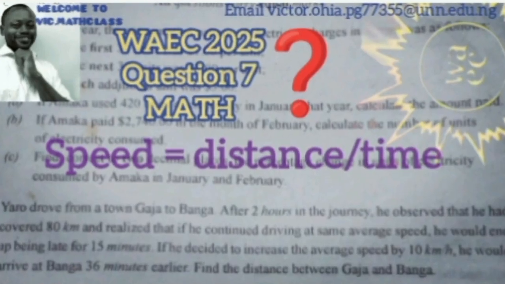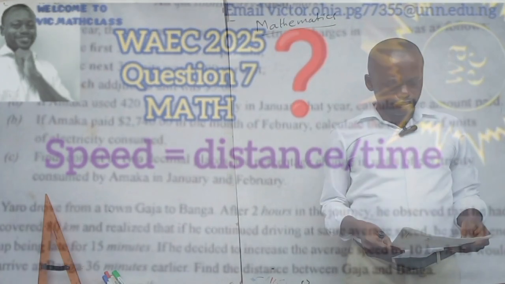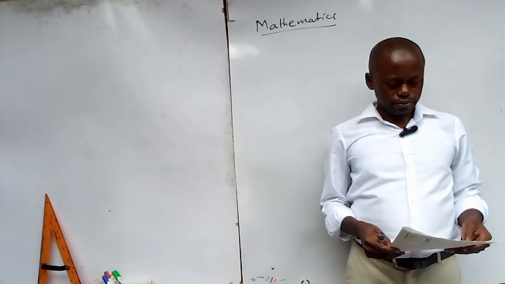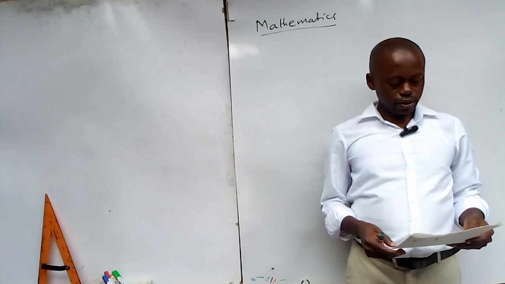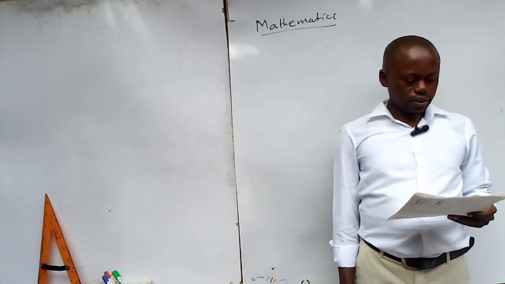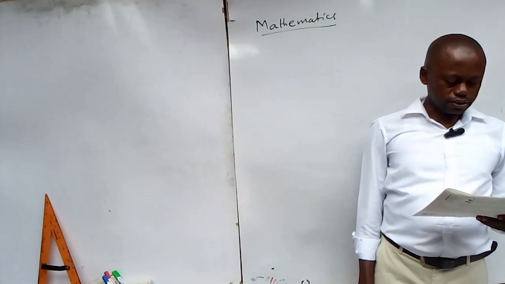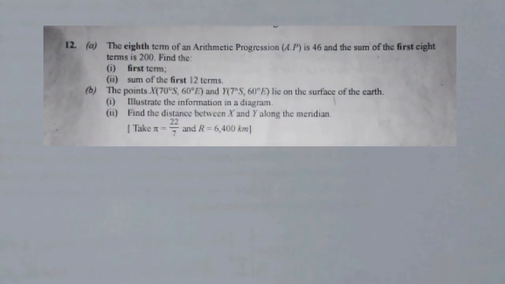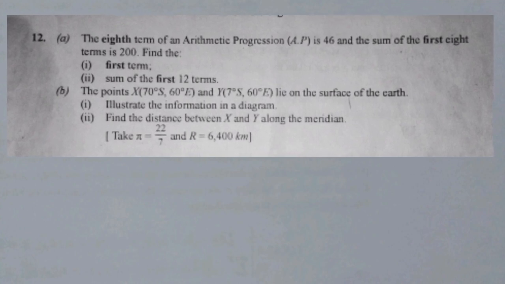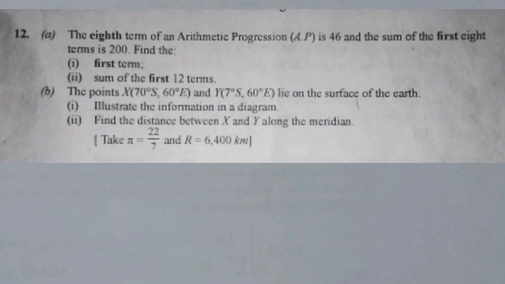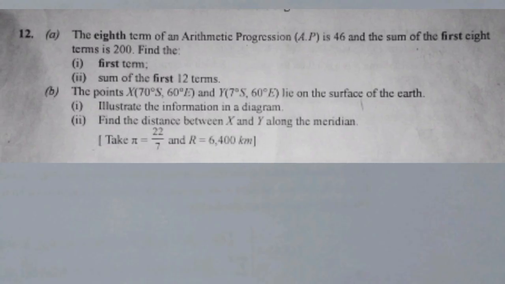Okay, so in this question 12A, the question says the eighth term of an arithmetic progression is 46, and the sum of the first 8 terms is 200. Find the first term, and the sum of the first 12 terms.